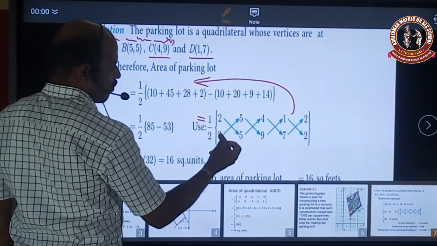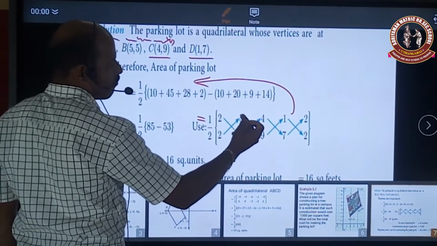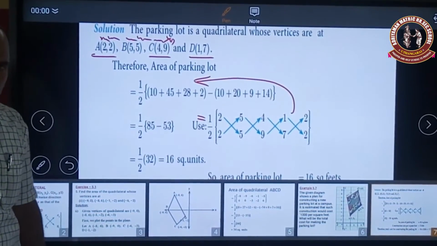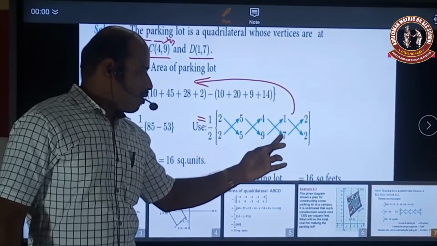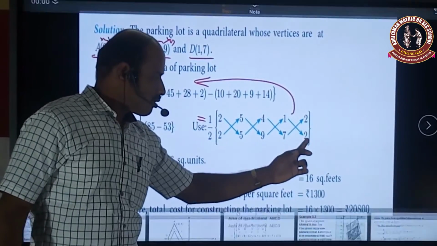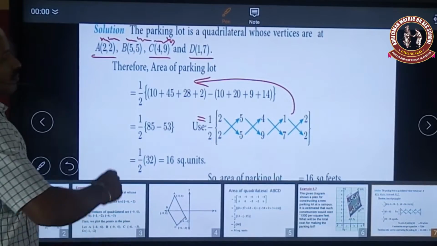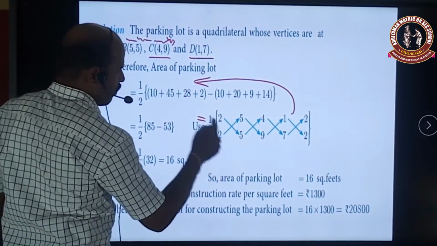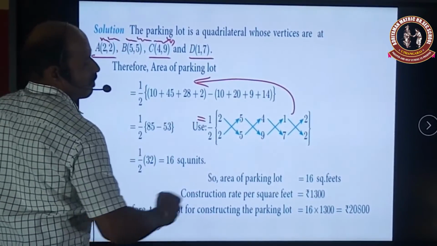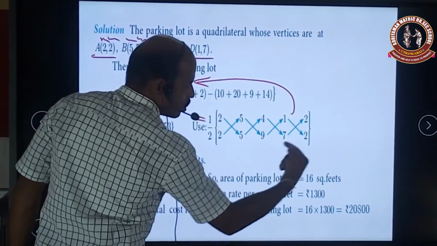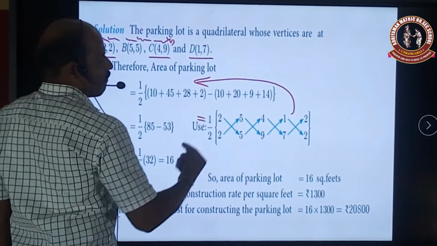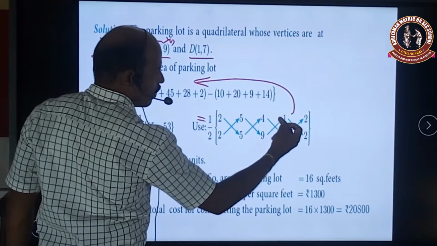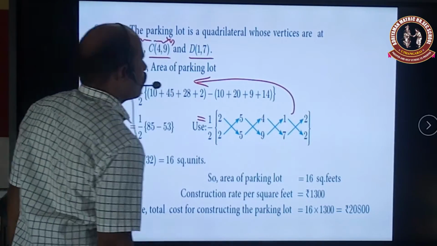Half into: x1 equal to 2, y1 equal to 2, x2 equal to 5, y2 equal to 5, x3 equal to 4, y3 equal to 9, x4 equal to 1, y4 equal to 7, and again x1 y1. That is equal to half into the down arrows. Multiply the first down arrows: 2 into 5 equal to 10, 5 into 9 equal to 45, 4 into 7 equal to 28, 1 into 2 equal to 2. Minus half, multiply the other down arrows: 2 into 5, 10; 5 into 4, 20; 9 into 1 equal to 9; 7 into 2 equal to 14.